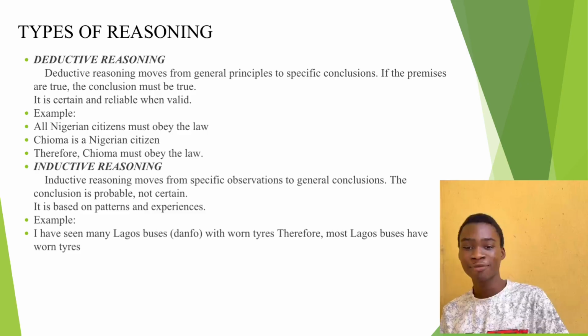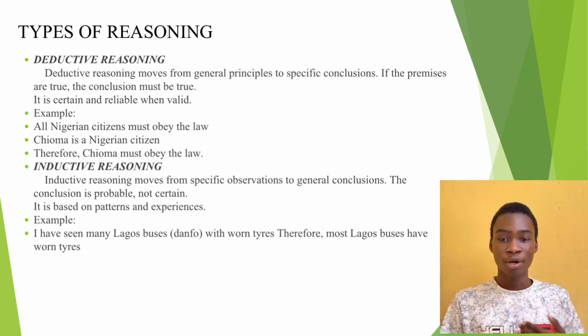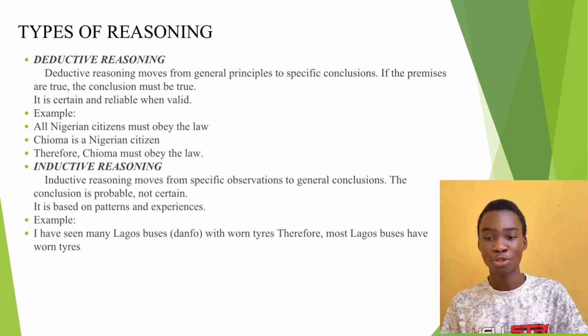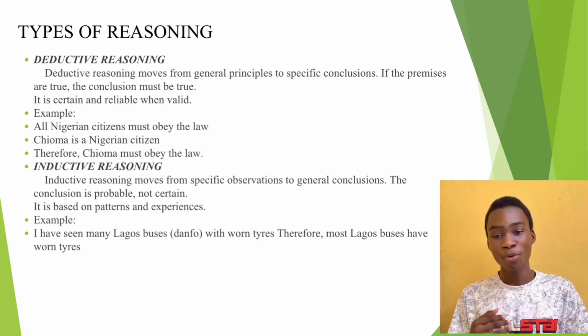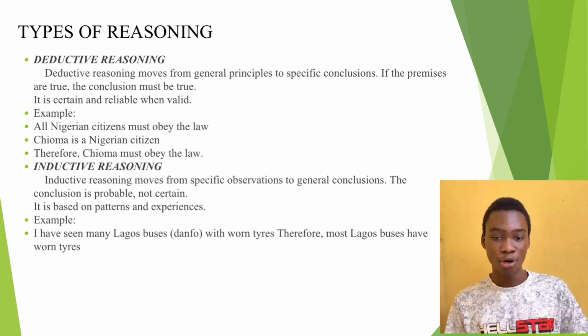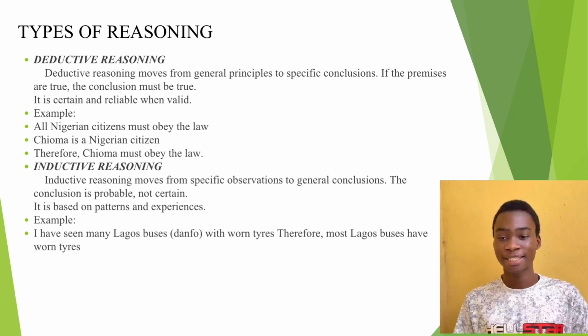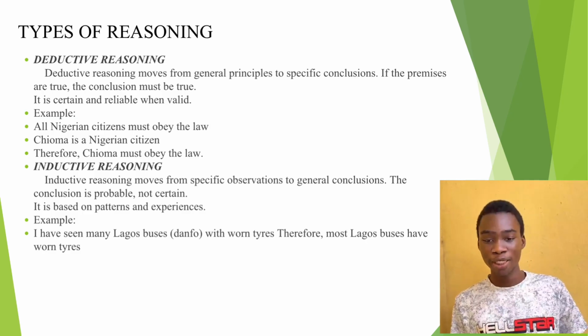We have deductive reasoning. It moves from general principle to specific conclusion. If the premises are true, the conclusion must be true. It's certain and reliable when valid. Example: all Nigerian citizens must obey the law. Chioma is a Nigerian citizen, therefore Chioma must obey the law.